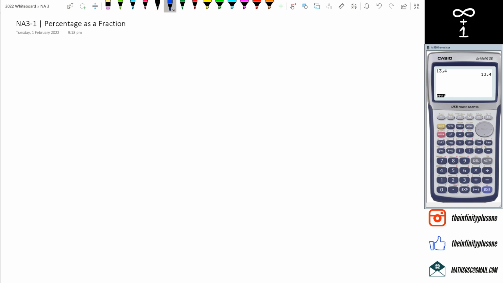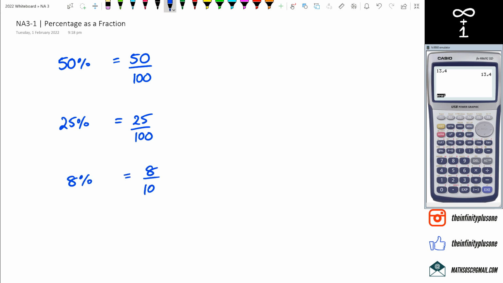Let's do simple ones. So anytime you start with a percentage as a fraction, like let's say you put 50% here, this as a fraction can straight away be written as 50 over 100. Likewise, if I have 25%, I can straight away write this as 25 over 100. Let's say we get something like 8%. 8% can be written as a fraction as 8 over 100.